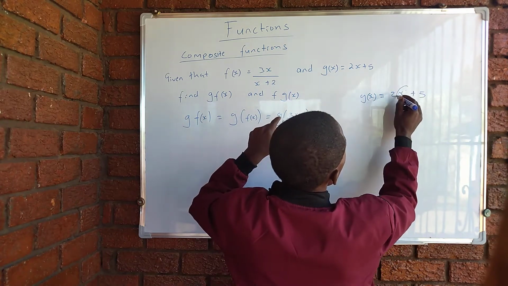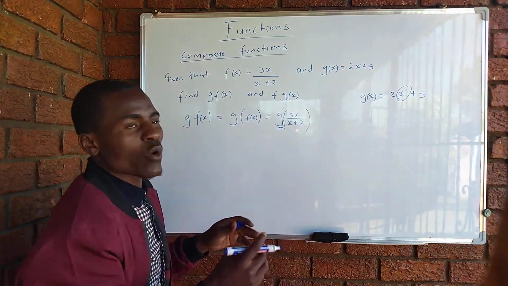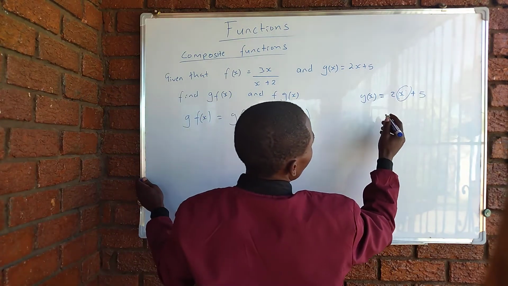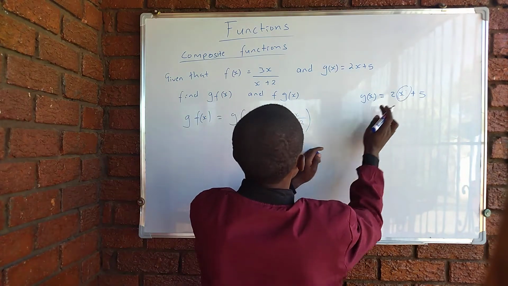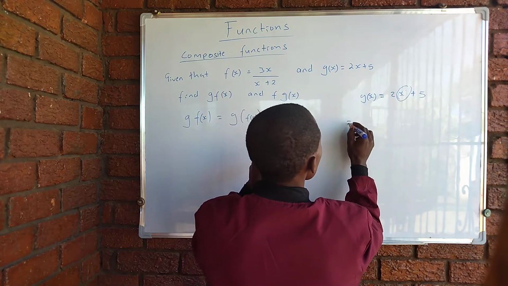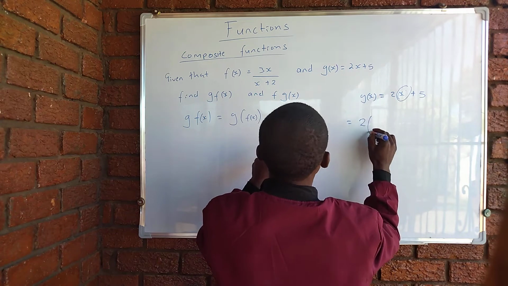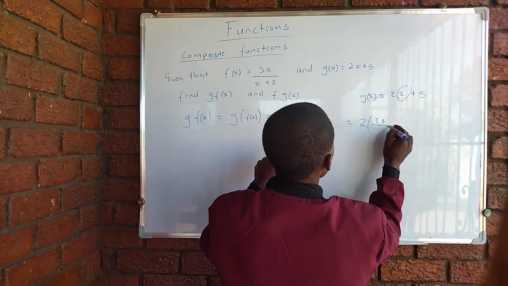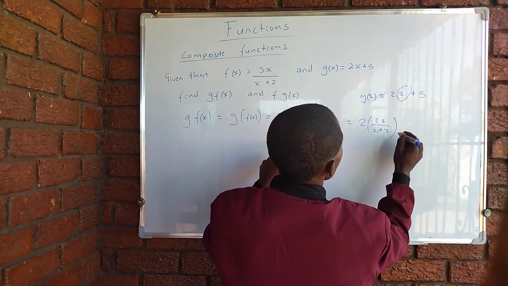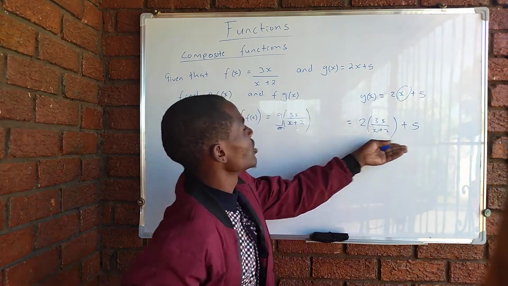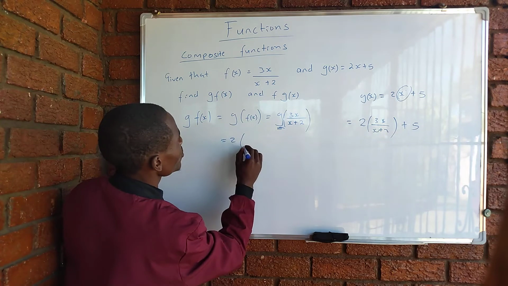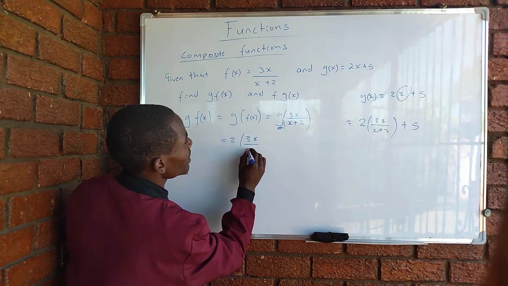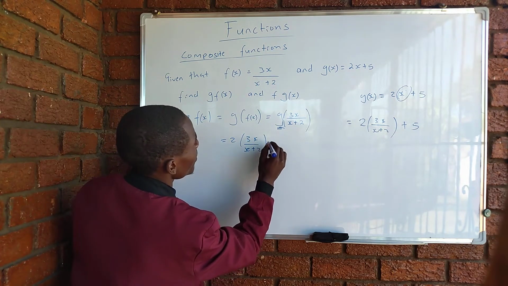So wherever there is x in g of x, you substitute it. That means wherever there is x, you put this thing, which is equal to 2 open bracket 3x over x plus 2 close bracket plus 5, right? That is your solution from here. So now, which is equal to 2 times 3x over x plus 2 plus 5.